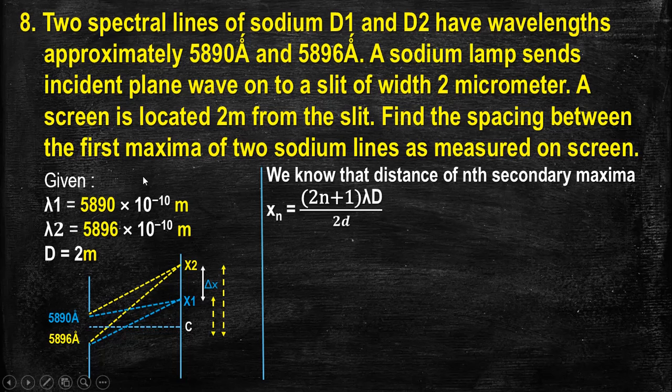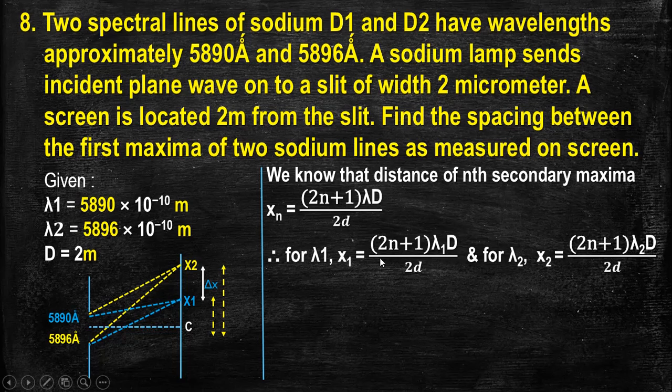So both are opposite. So xn equal to 2n plus 1 lambda D upon 2d is the distance of any nth secondary maxima. Then if I write this equation for lambda 1 and lambda 2, same expression, you have to put lambda 1 here, nothing else. You have to put lambda 2 in this expression. In case of x1, you have to write 2n plus 1 lambda 1 D upon 2d. Then for lambda 2, you have to write 2n plus 1 lambda 2 D upon 2d.